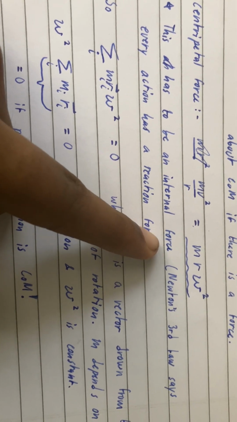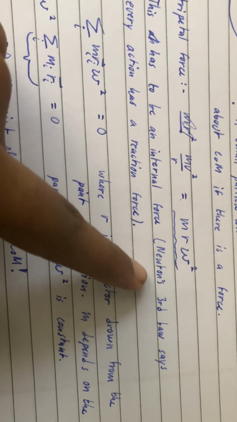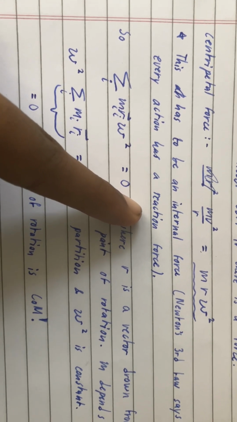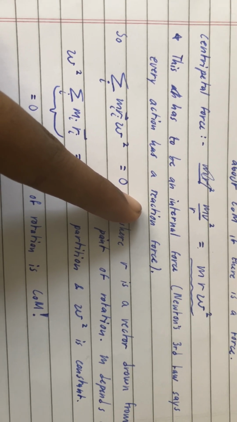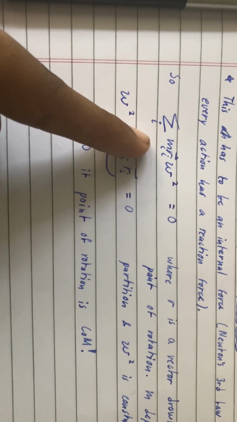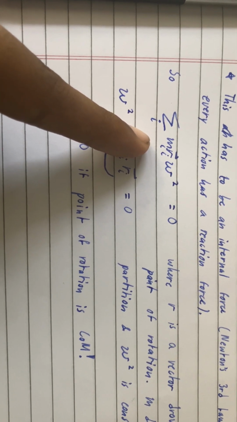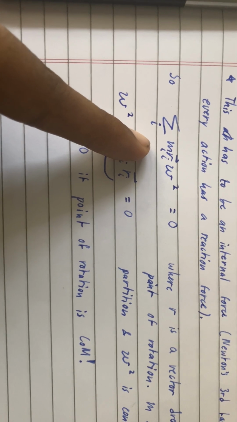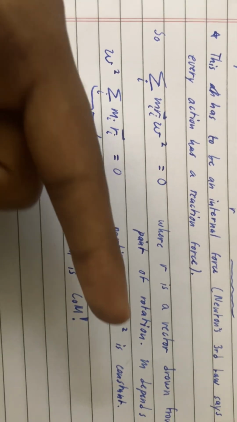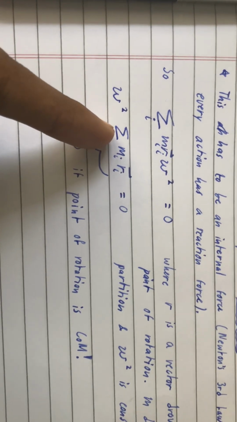to be an internal force, i.e., Newton's third law says that every action has an equal and opposite reaction. Meaning if we took the sum of all these centripetal forces for each little partition on the rigid body, then it has to add up to 0. You have a force this way, you have a force equal and opposite in the other direction.